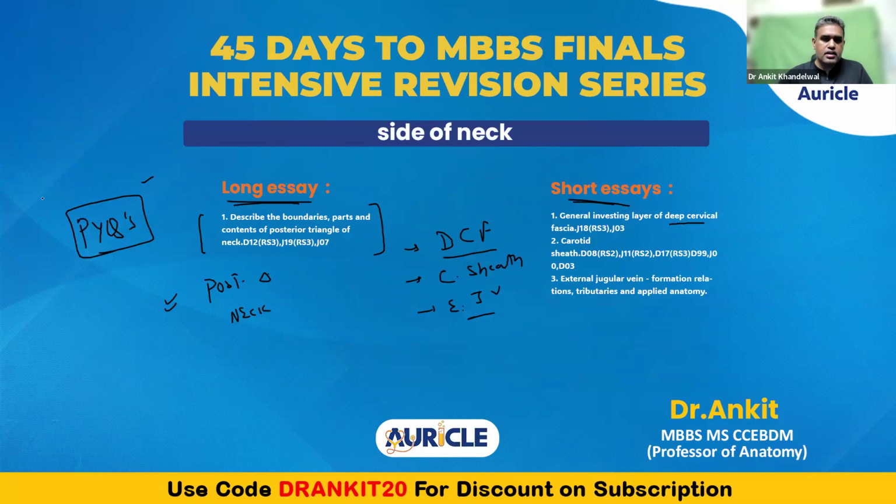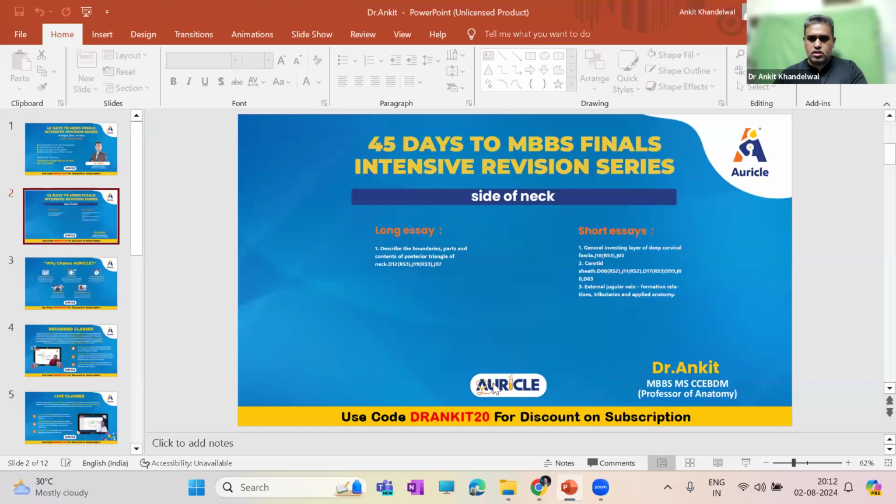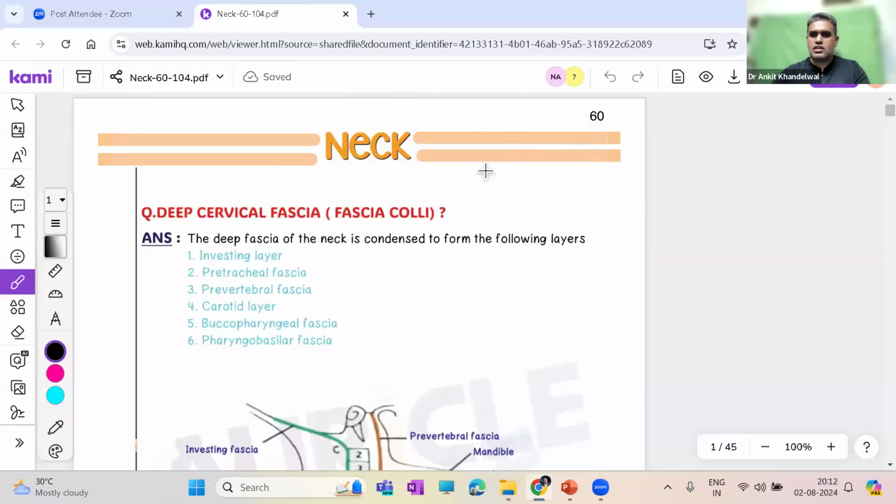Mainly, let me remind you again, the main topic is deep cervical fascia, in which the carotid sheath and nerve structures are included along with the spaces in the neck. And then we will talk a bit about the posterior triangle of the neck as well. So these are the 2 big essential topics. Okay, fine. So let's now jump to the topics.